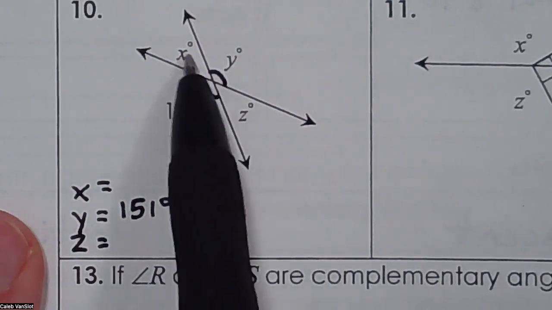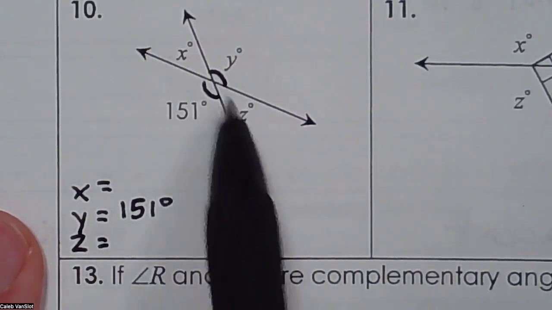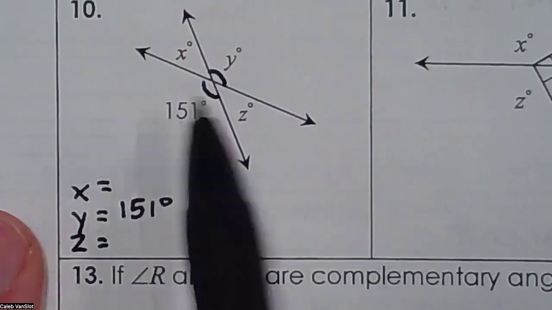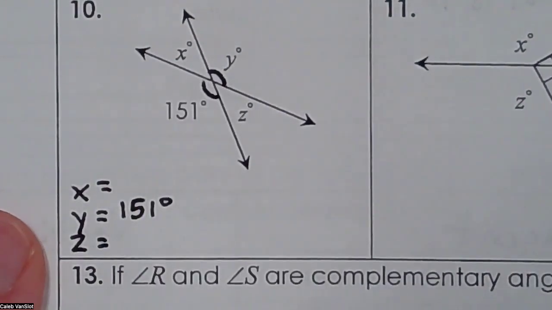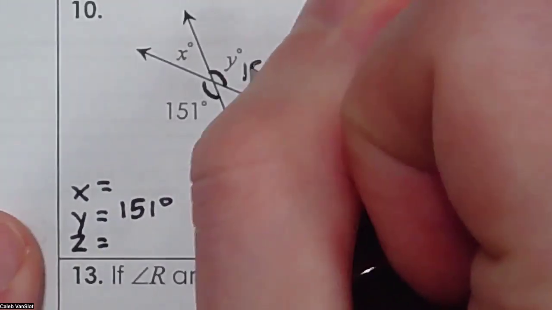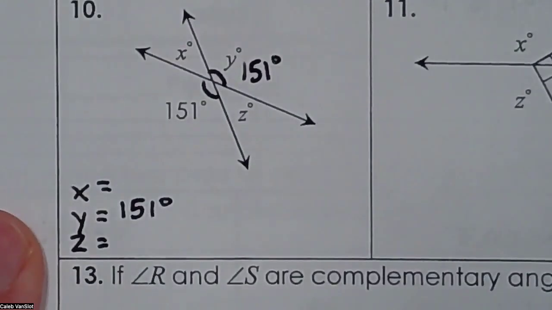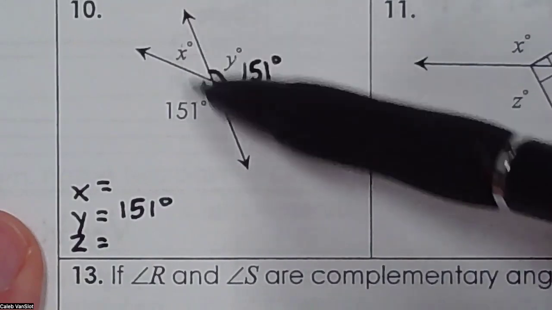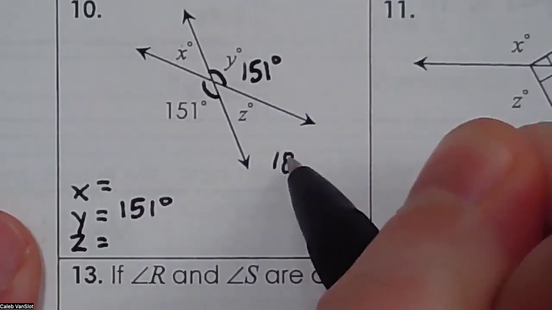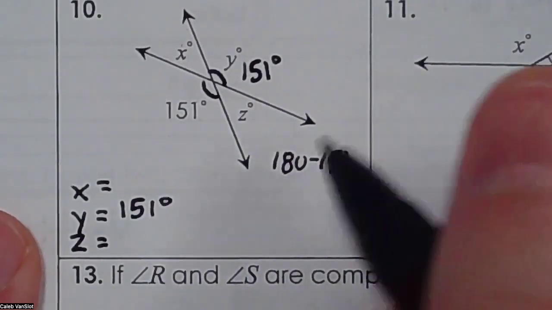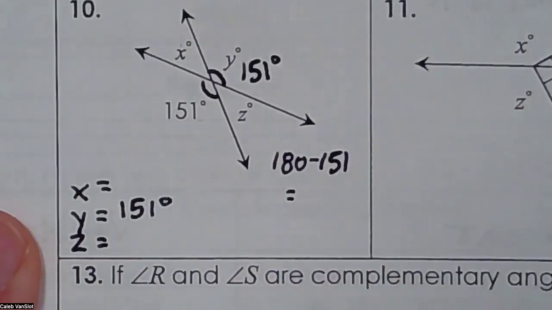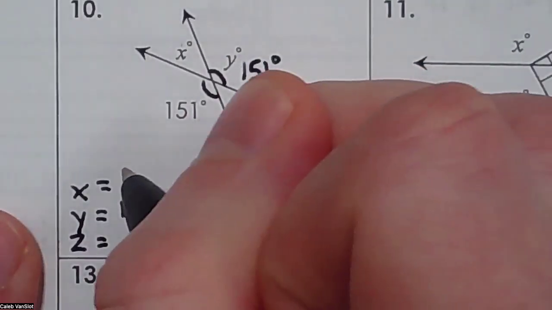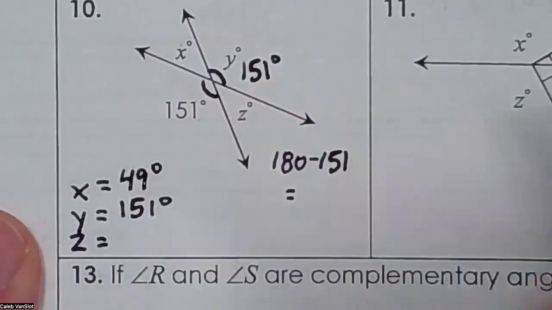Okay. X and Z are also vertical. So once we find one of those, we can know the other. How are we going to find X or Z? Does everybody see that this right here is a straight angle? Okay, so I can take 180 minus 151. What do I get? 49 degrees? Okay, so if X is 49, what does Z have to be?